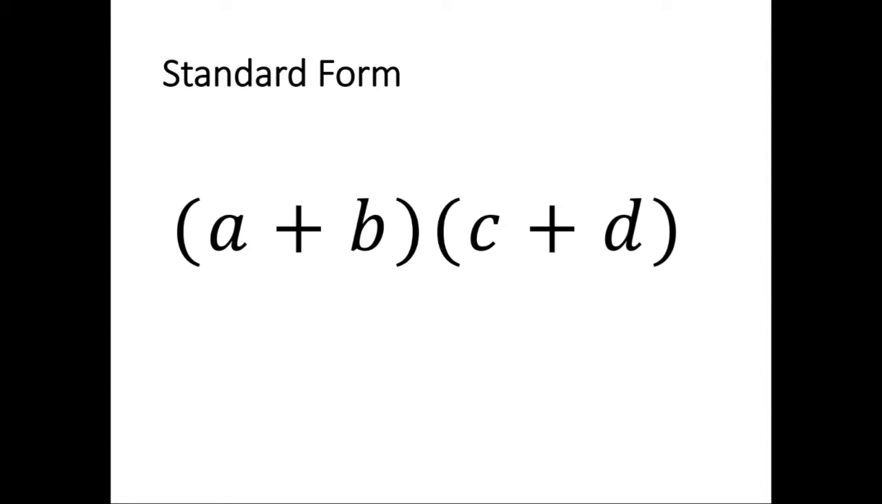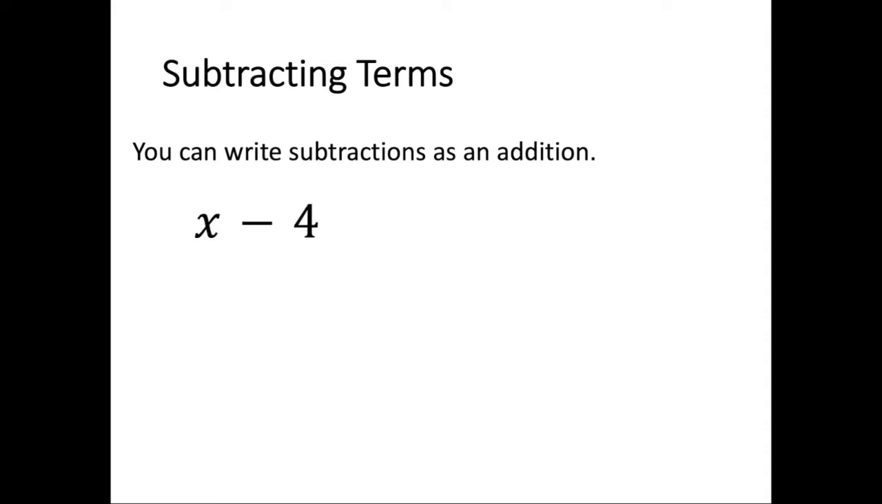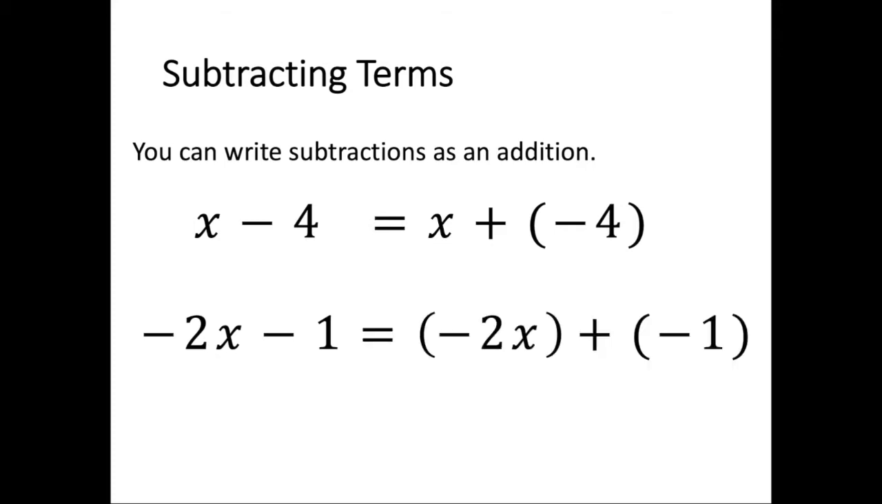Before we look at how to complete that distribution, I just want to make a note that when we are subtracting terms, subtractions can also be written as addition using negative numbers. For example, x minus 4 can be written as x plus negative 4. Negative 2x minus 1 can be written as negative 2x plus negative 1. When I have negative numbers in my expression, I normally like to put them into a set of brackets to help me remember that they are in fact negative numbers.